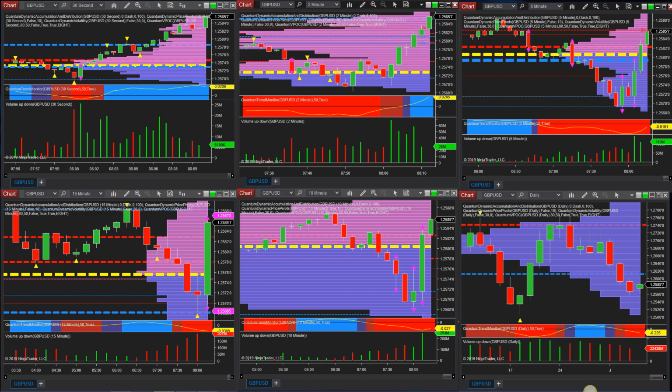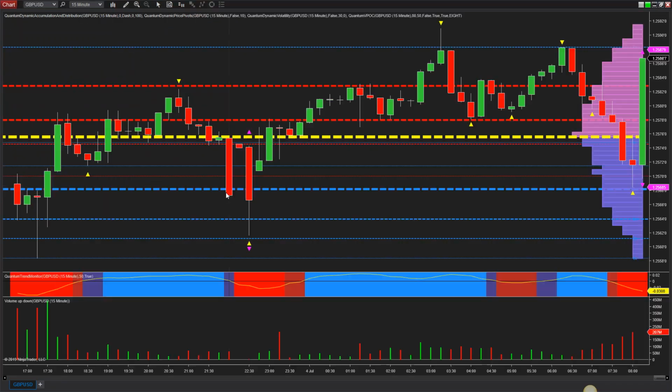Just watch this for a moment. What's also happening now is, as you can see down here on 15, we've got the volatility indicator triggered. So we know for a fact that we've got volatility. The indicator triggers in real time. You don't have to wait for the bar to close. It's already there.